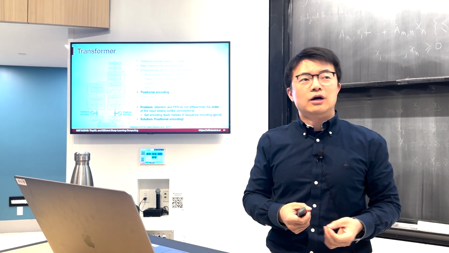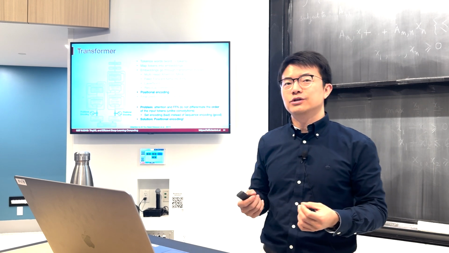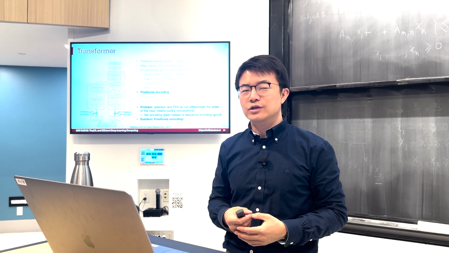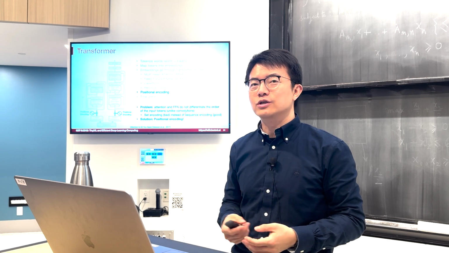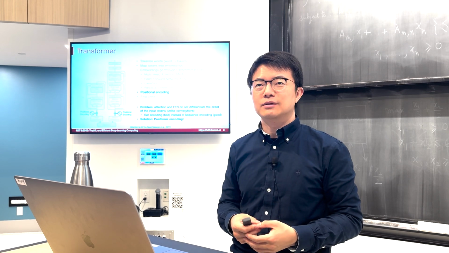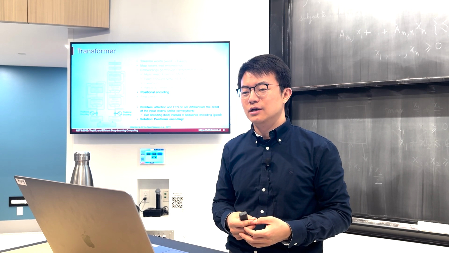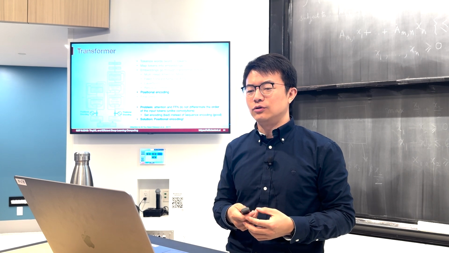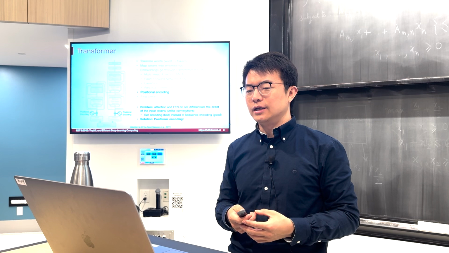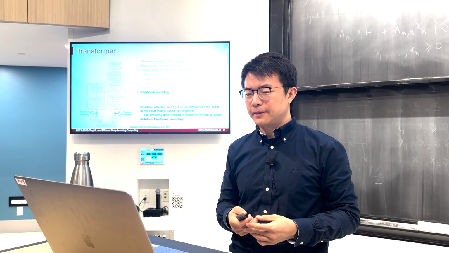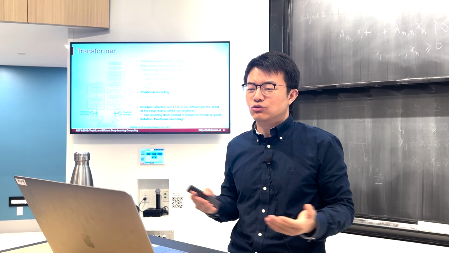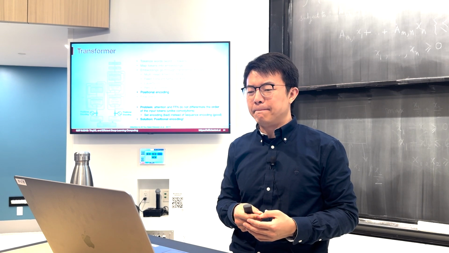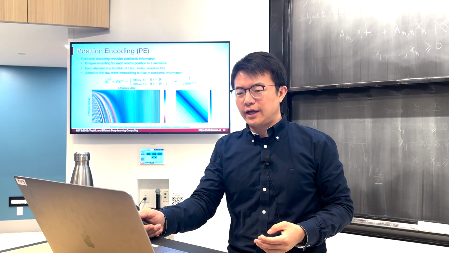So different from convolution, where position doesn't matter, since for vision tasks it's space invariant, in language the position matters. The position of each token matters. So we want to encode the position into the model. Let's see how we do the positional encoding, since attention and FFN do not differentiate the order of the input tokens.